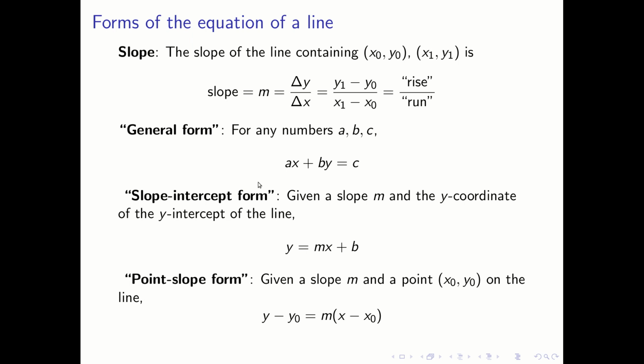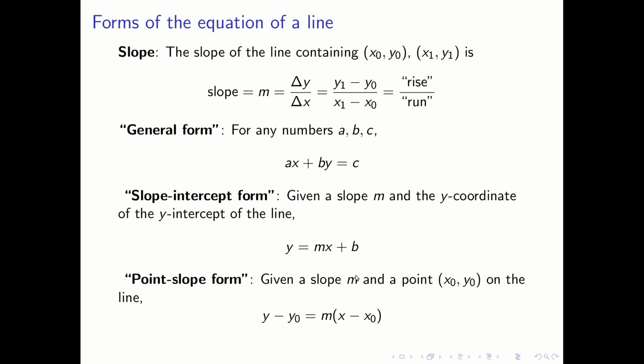Now, what are these two forms? Slope-intercept form is the idea that if I knew a slope, if I knew the direction the line was going in, and I knew where that thing crossed the y-axis, then I can immediately jump to this mx plus b and write down the formula. But most of the time, you don't know the y-intercept, the y-coordinate of the y-intercept, and so it's a special case that usually isn't useful.